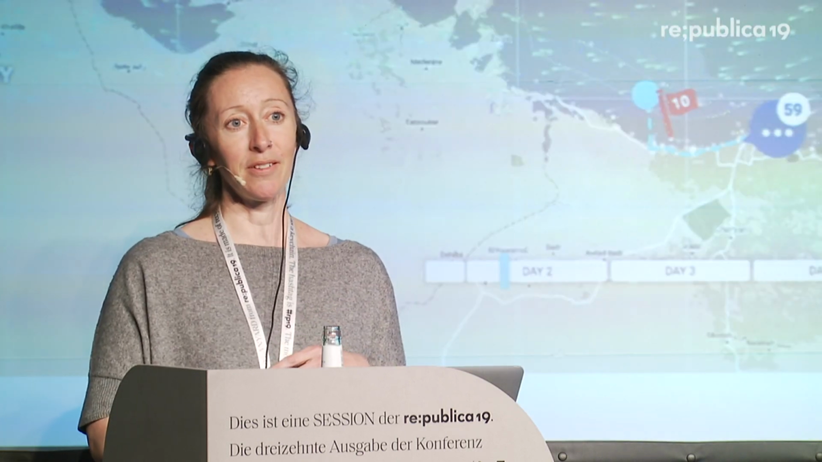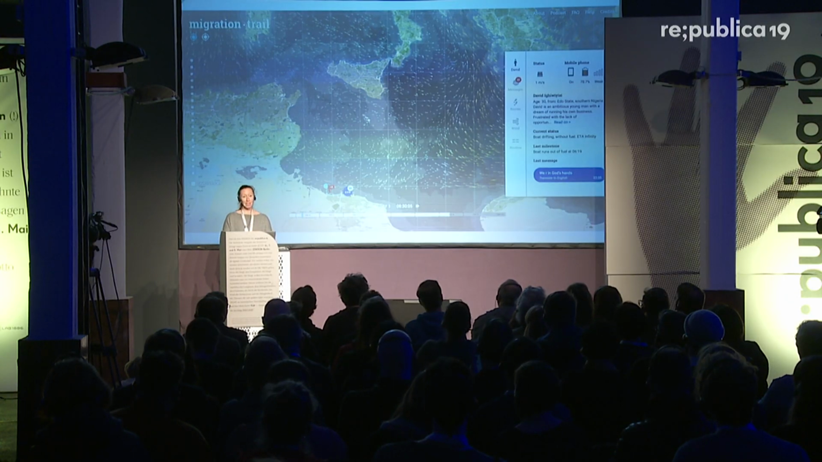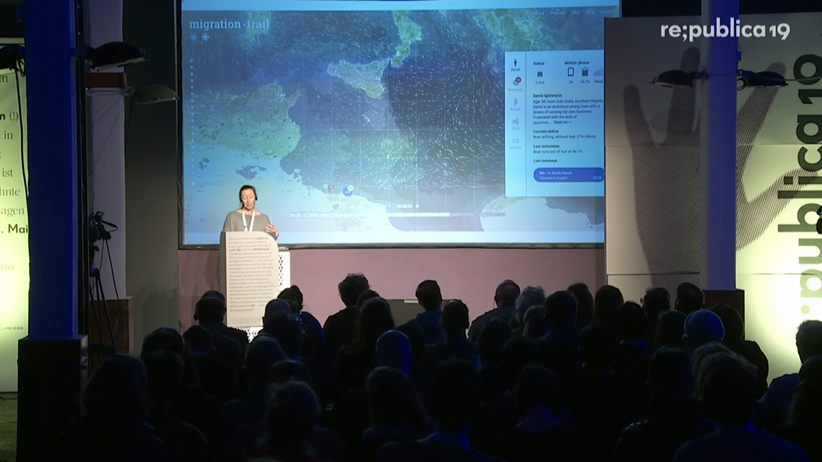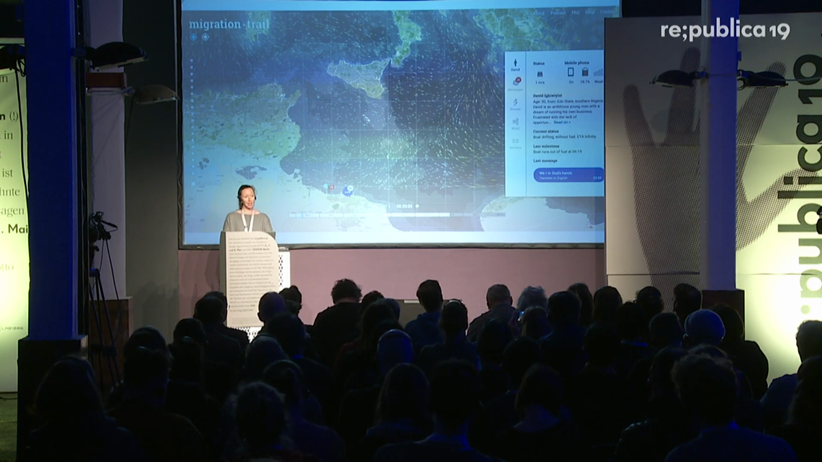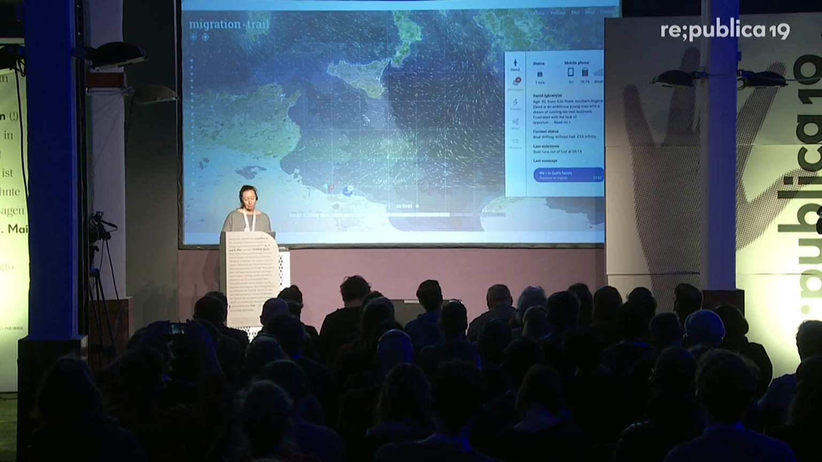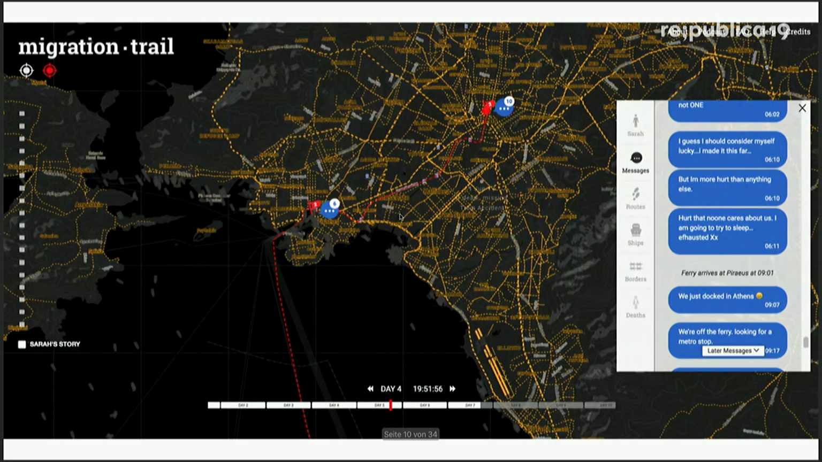So this is what the experience looked like. This is the central Mediterranean at the start of one of the characters' journeys. David Igweyisi is a young man from Nigeria who's trying to travel to the UK. And this is a still of the wind animation. As you click on the messages along the route, the character's instant messaging feed would open, and you could read what they were saying.